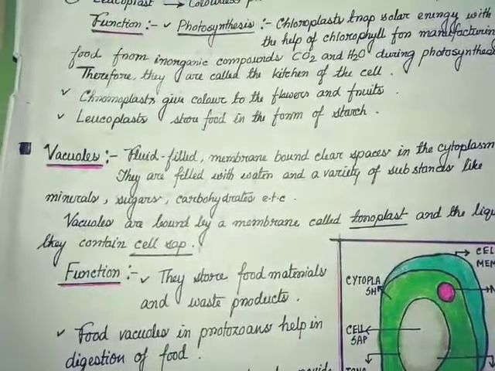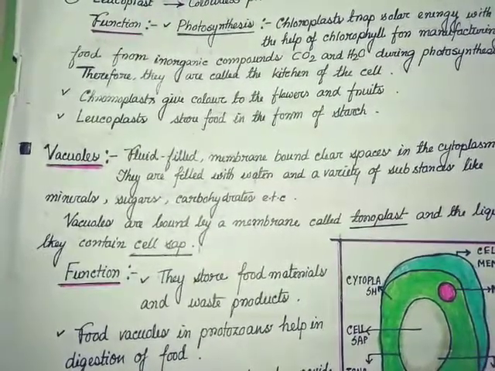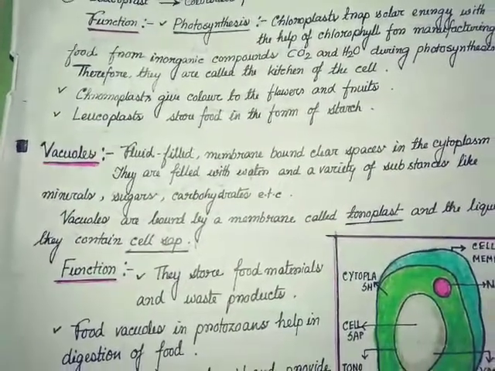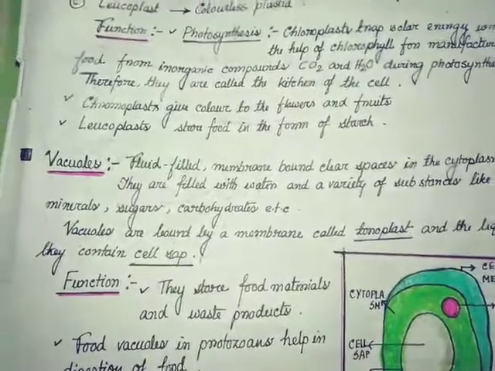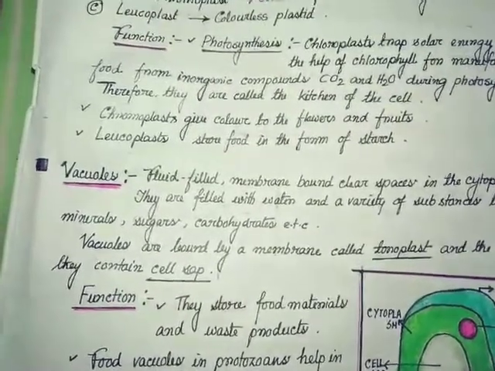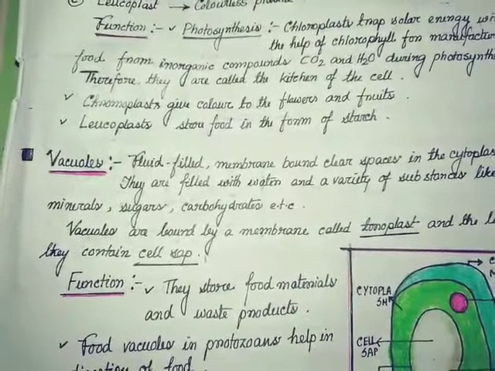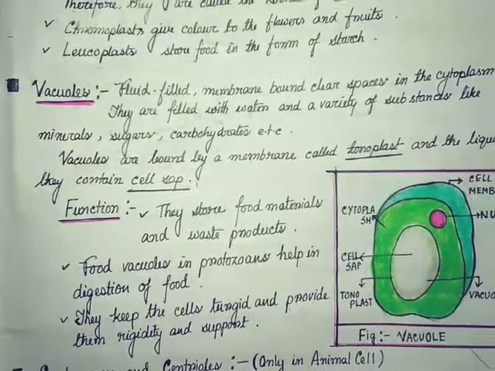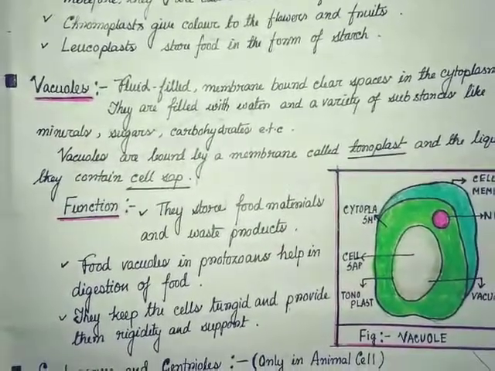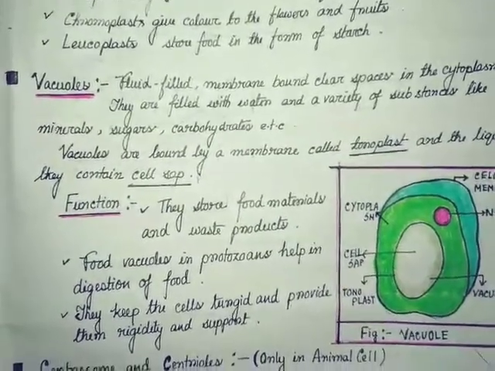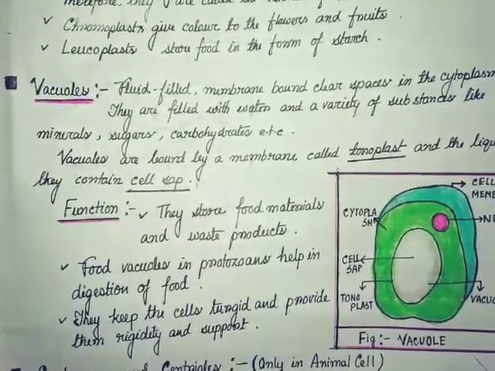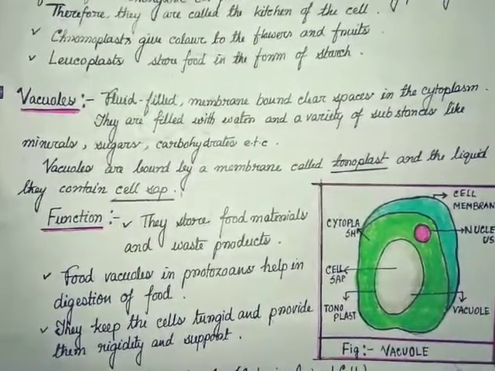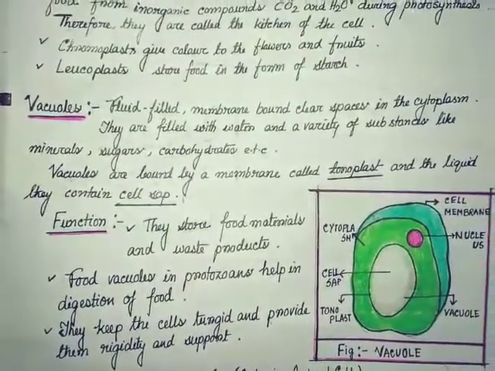Now in a mature plant cell, a large vacuole occupies most of the cell space. In animal cells vacuoles are generally absent, but if present they are very small and fewer in number. Now the function: they store food materials and waste products. Food vacuoles in protozoans like amoeba help in the digestion of food. They keep the cells turgid and provide them rigidity and support. So the functions are also very important.